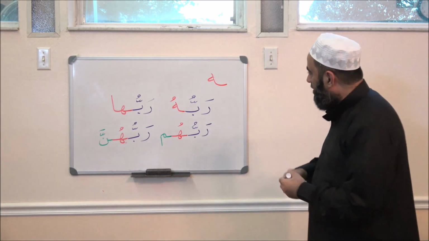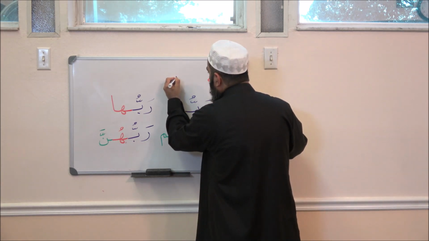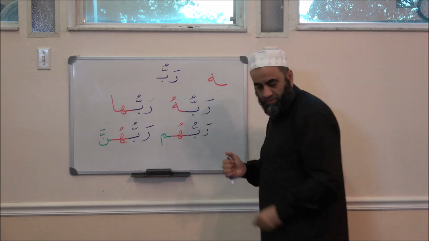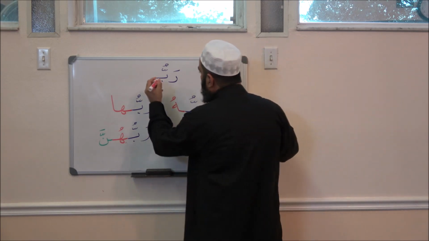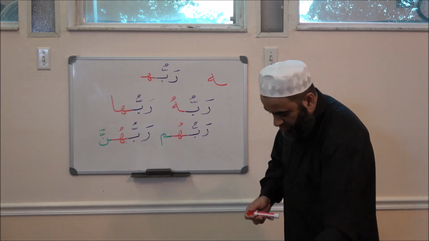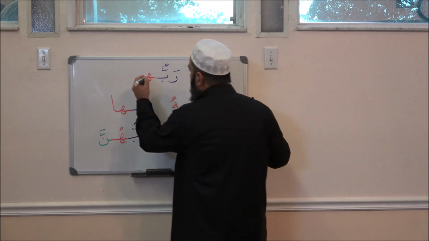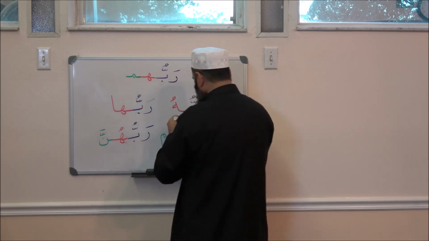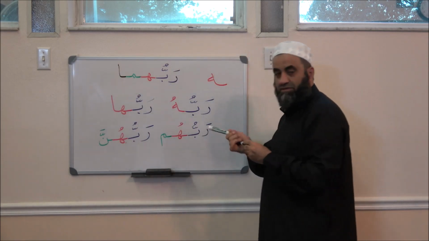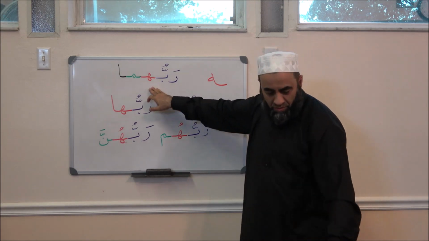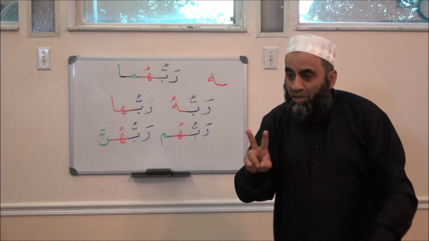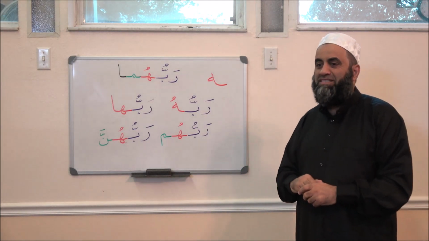Let's do it, inshallah. So let me write it here. It says for two people. Rabbu. The ha is my basis for third person. The mim makes it plural. And if I add an alif, I bring it back to two people. Rabbuhuma. Their Lord, I'm talking about how many? Two people. Make sense? Yes.